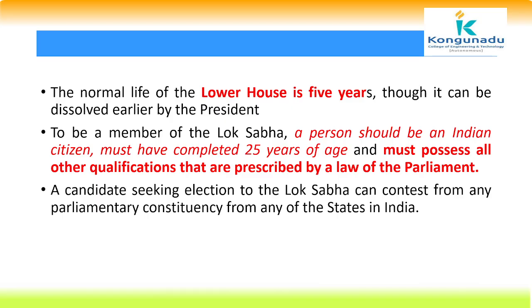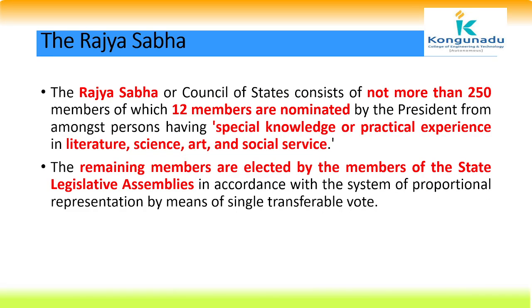And next we are going to see about the Rajya Sabha. Rajya Sabha is the next powerful house in the parliament. It is the upper house of the parliament, also called the Council of States, because it represents the states and union territories of India. It's not like Lok Sabha.